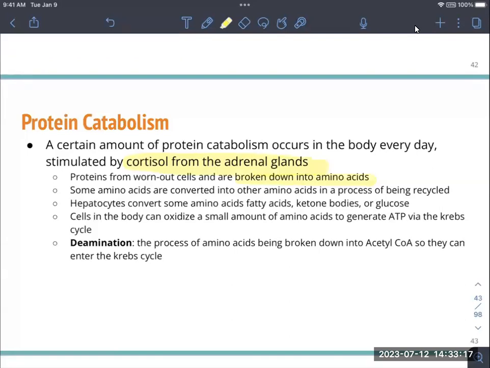Hepatocytes convert some of these amino acids into fatty acids, ketone bodies, or glucose. Our cells can then oxidize some of these amino acids to generate ATP. They go into the Krebs cycle at this point. Deamination is where these amino acids get broken into that acetyl-CoA, where they enter the Krebs cycle.